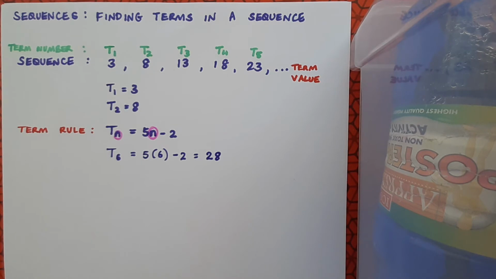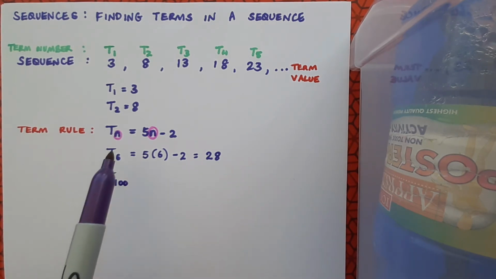Now, it was easy for me to figure out the next term in my sequence without even using the term rule. But where the term rule really becomes convenient is if I want to find a term that's way down my sequence's list that I'd have to do a lot of work to get to. So say, for example, if I wanted to find the 100th term in the sequence. So I want to find term 100.